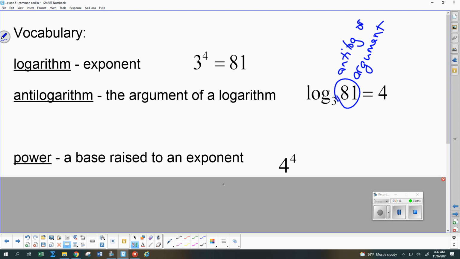Power means we take some base raised to an exponent, and you're going to have a number of problems that say write this number as a power with a base of. And so this is what they're talking about.